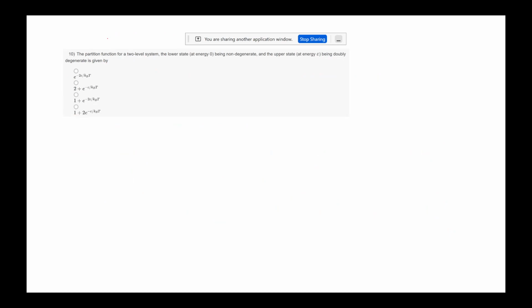The next problem is the partition function for a two-level system, where the lower state at energy 0 is non-degenerate, and the upper state, which has energy epsilon, is doubly degenerate. The partition function has this formula: Z is the sum over energies of e to the power minus beta epsilon, and beta is 1 by kBT.